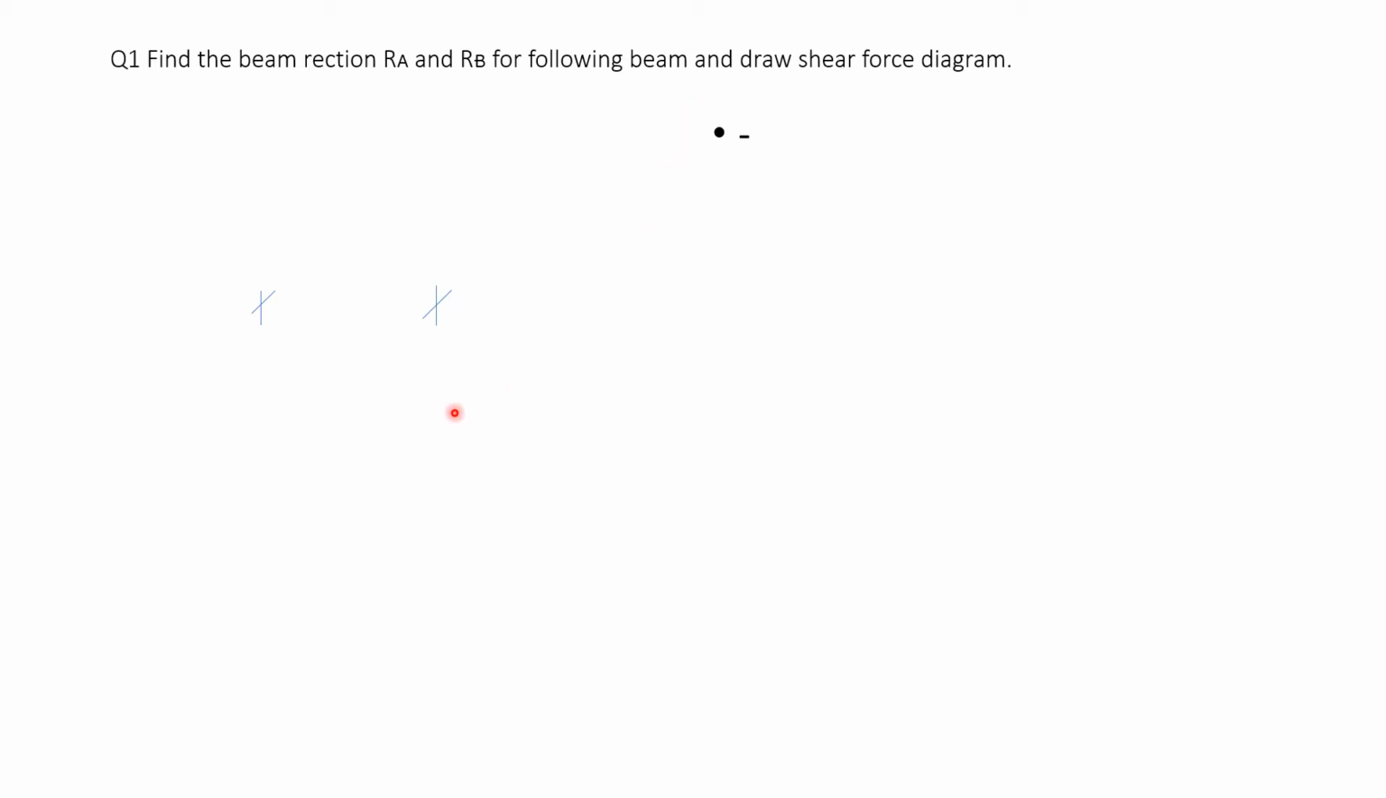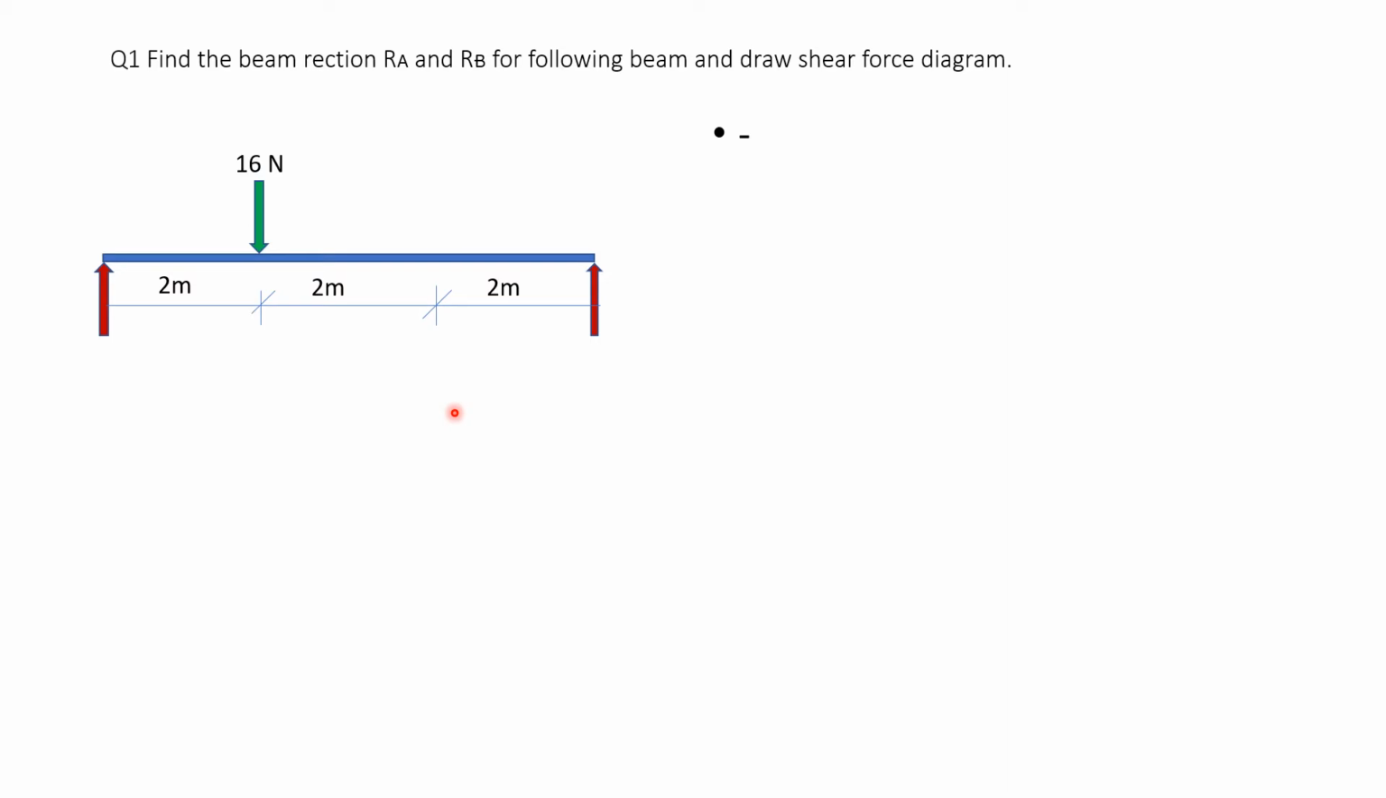Now let us see how the beam is. Now this is the beam. It is simply supported at A and B. The total span of the beam is 6 meter. At 2 meter from A there is one load, 16 kilonewton acting downward. At 4 meter there is another load, 22 Newton.